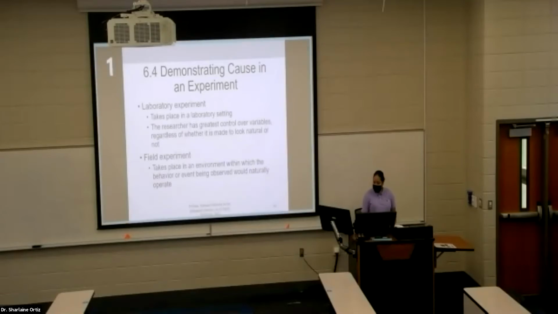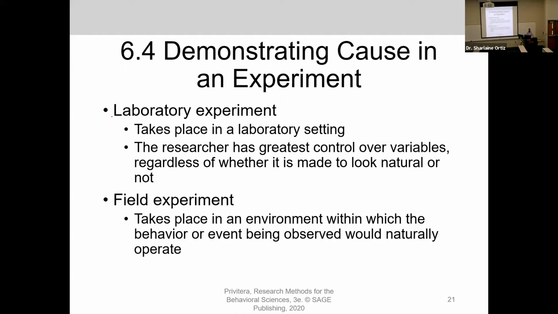Now, let's say we understand the key elements that we need for an experiment, what an IV and a DV are. We ascertain this is my control group, this is my experimental group, so now it's time to conduct my experiment. Which one should I conduct? Well, we have these options: laboratory experiments and field experiments.